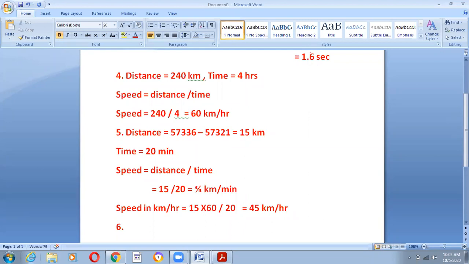Now the sixth one. Sixth numerical: Salma takes 15 minutes from her house to reach her school on a bicycle. If the bicycle has a speed of 2 meters per minute, calculate the distance between her house and school. So we are given the time.